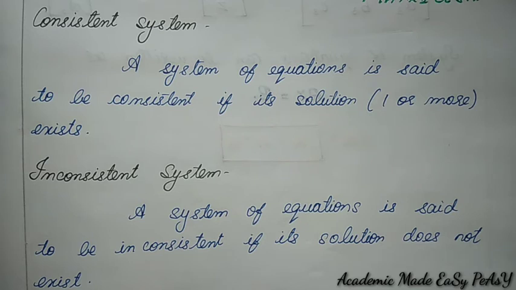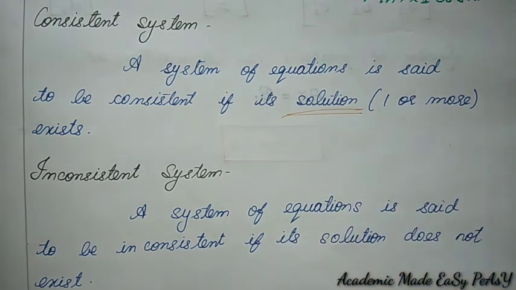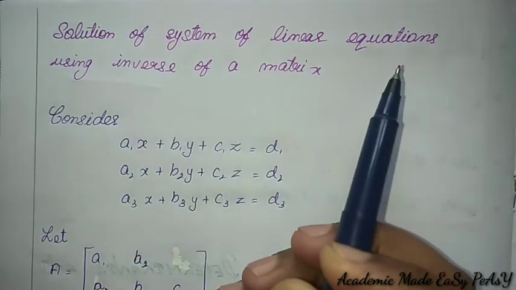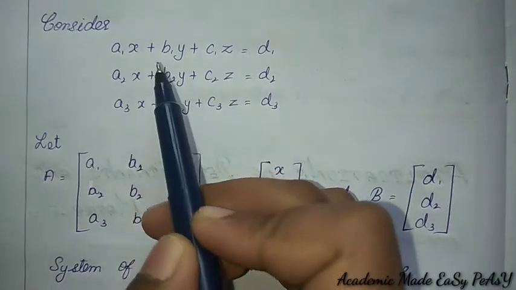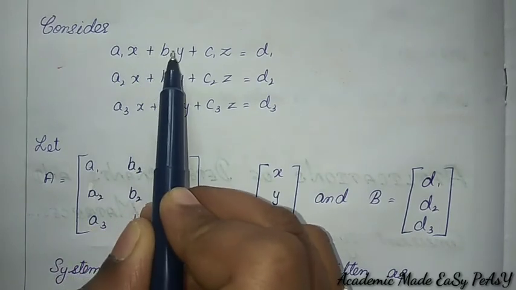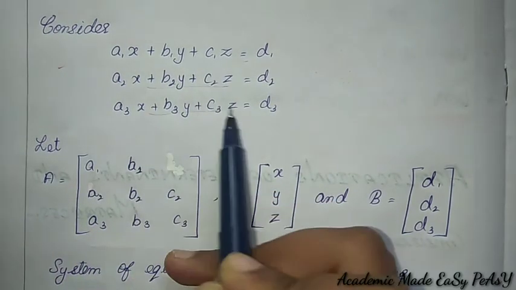As we did for quadratic equations or linear pairs, we will be finding whether the system is consistent or inconsistent. Consistent means it has one or more solutions. Inconsistent means it does not have any solution. That is what consistent and inconsistent systems mean. Now, solution of a system of linear equations using inverse of a matrix. Consider the general form I've given: a1x plus b1y, and so on. These are the 3 equations.